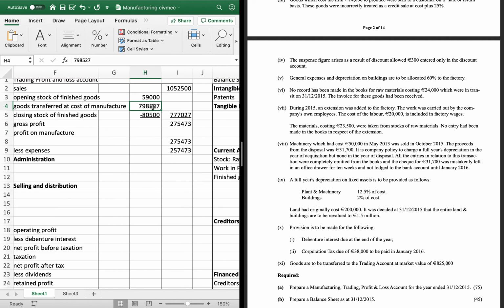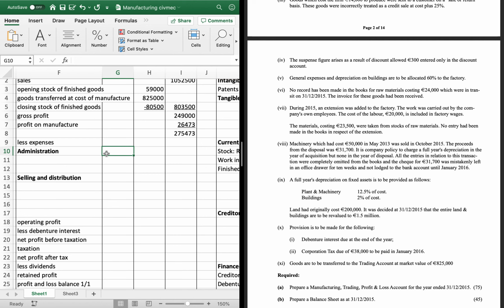So I'll just change that then to my 825 and I'll stick in my 26,473. You'll note that actually I initially put in 850 there, and that's why there was different numbers. Anyway, you always end up back with 275,473.